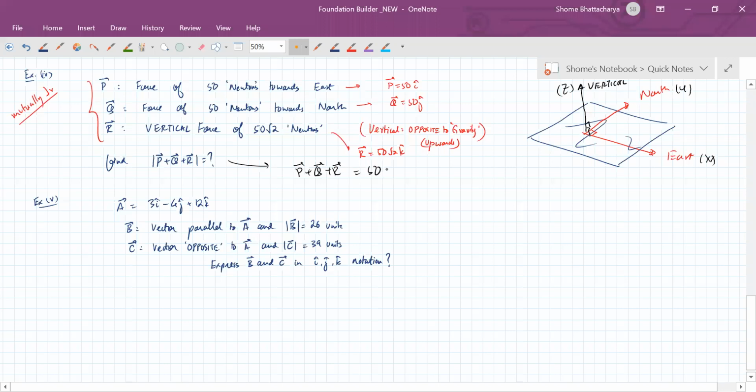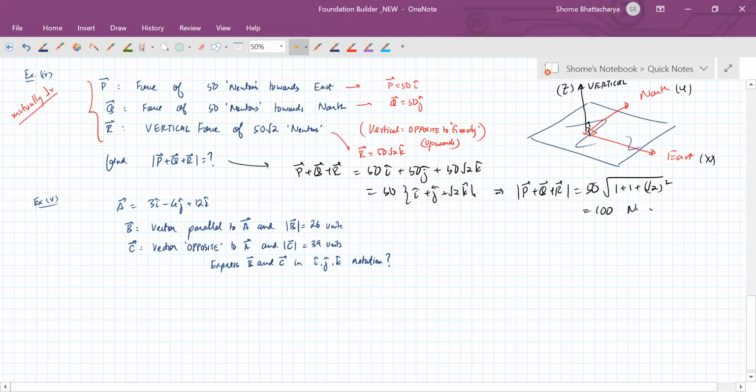So now this p plus q plus r as a vector is simply 50 i cap plus 50 j cap plus 50 root 2 k cap. You can take 50 common. So magnitude of that will just become 50 into square root of 1 plus 1 plus 2, that will become 100. So 100 newtons, that will become your answer.